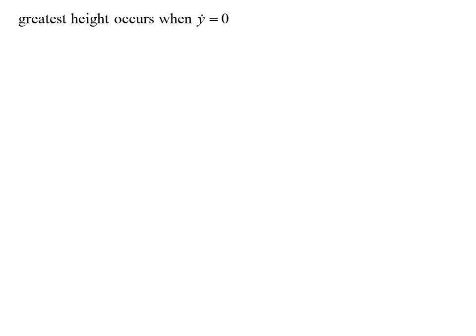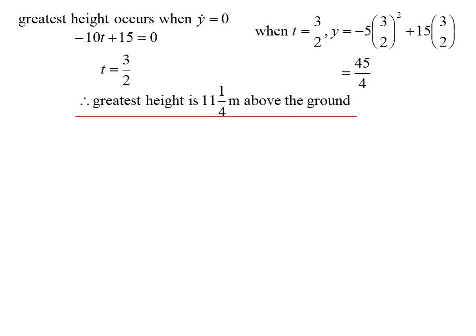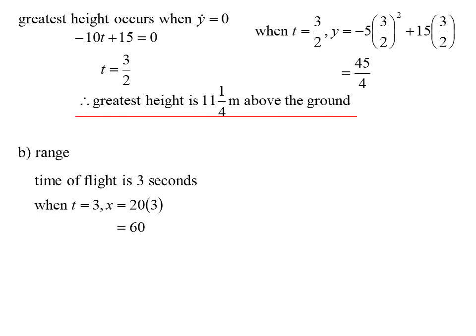Okay, I'm now going to attempt to find the greatest height. I know it occurs when velocity in the vertical direction is 0. That's 3 on 2. Okay, 1.5 seconds. So when that happens, sub it into y, I get 45 on 4. Okay, greatest height is 11.25 meters above the ground. Range, how far did it go? Well, time of flight. I don't have to do a lot of calculations here because I know it's a symmetric problem. So if it took 1.5 seconds to go up, it will take 1.5 seconds to come down. So time of flight is 3 seconds. Sub that in, I just get 60, I've got my range.